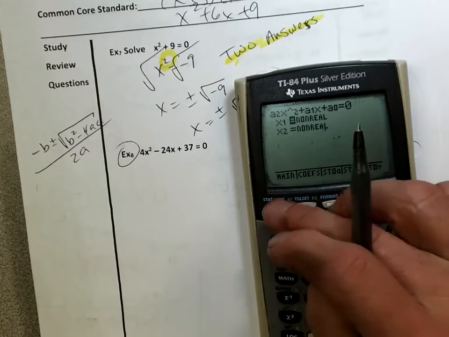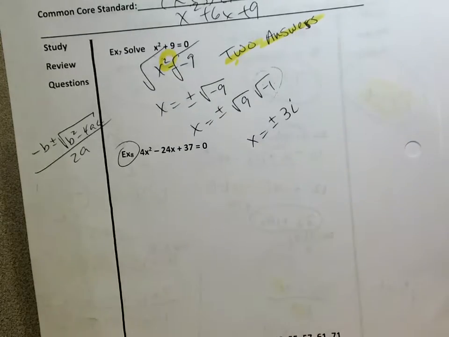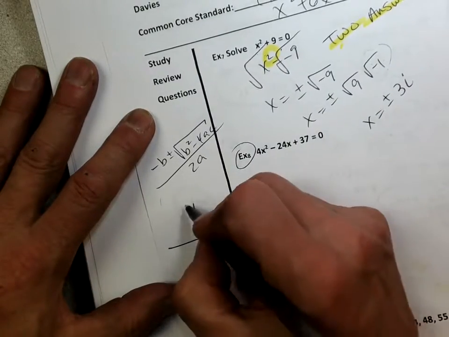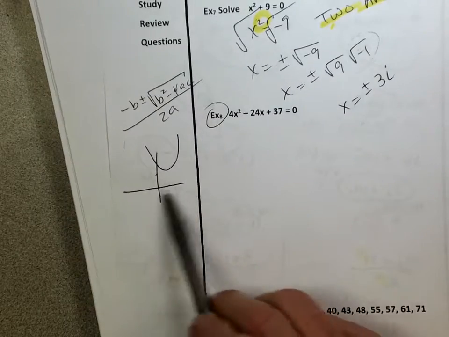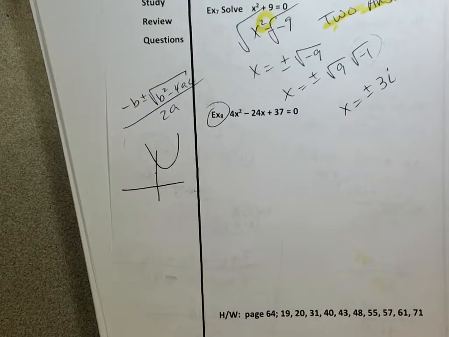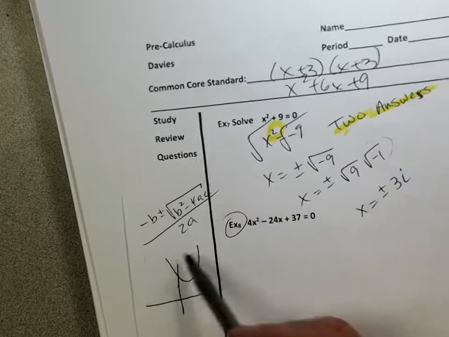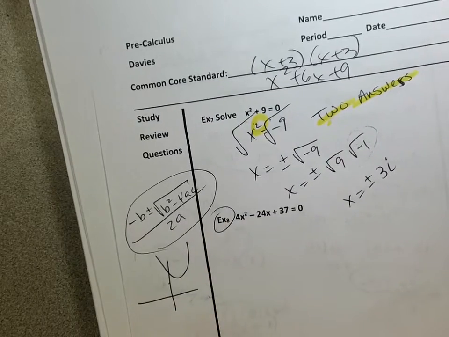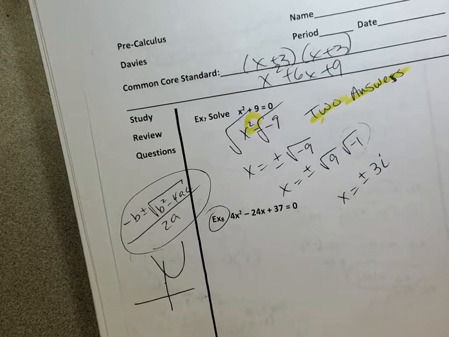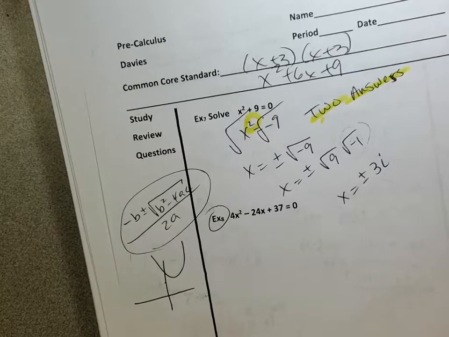I could try graphing it, but I already know what's going to happen if I graph it. I already know the graph is going to look something like this. So if you're looking for the x-intercepts, or the zeros, you're not going to get it. So calculator doesn't work, a graph won't work. I think we're going to have to use the quadratic formula. I know the answer is going to be an i answer. So you ready? Let's tackle it, all right?